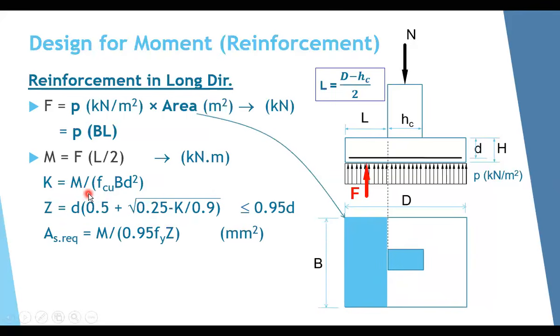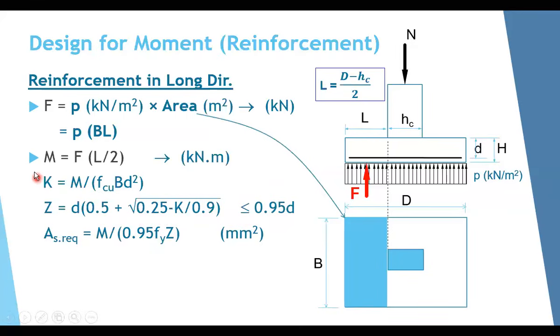So K equals M over fcu b d square, where d is the depth here. Then once you calculate K, calculate Z equals d times 0.5 plus square root of 0.25 minus K over 0.9, and according to the BS code, this should be less than or equal to 0.95d. Then calculate the As required, M over 0.95 fy times Z.